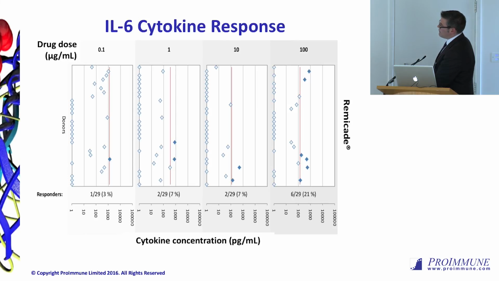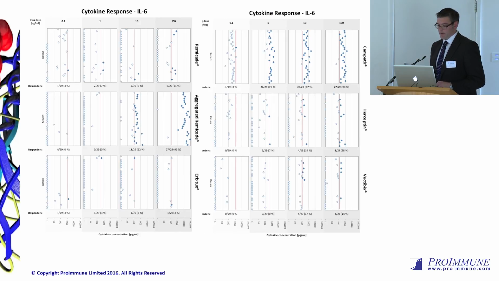Now, each diamond is a different donor. And as the dose increases, you can see that there are donors that then become responders, and they're filled-in diamonds at that point. And this vertical red line is a threshold. It's an arbitrary threshold, which is based on Erbitux, our low response comparator. So as soon as you have a donor which goes over this line, then it's nudged into the positive filled-in version.